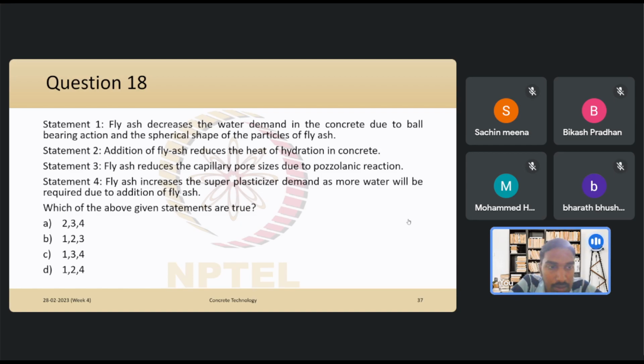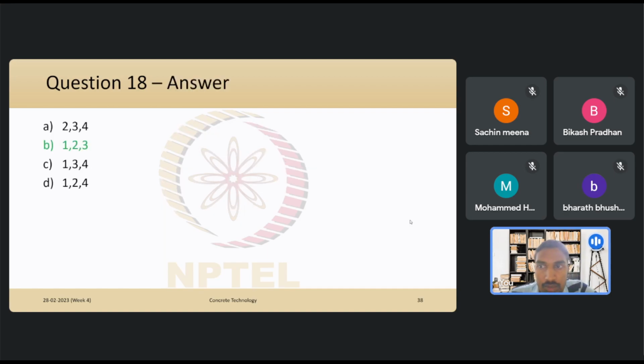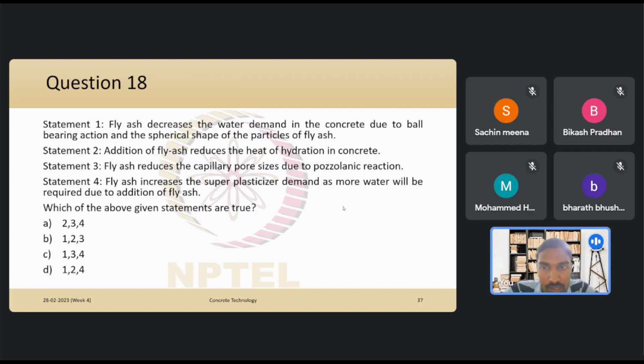Okay, so let's take a look at the right option now. So the right option is option B. Statements 1, 2 and 3 are correct, right? So all the first 3 statements are correct, fourth one is incorrect. So the first one says the fly ash decreases the water demand in the concrete due to ball bearing action and the spherical shape of the particles of fly ash, right? So that is true, right?